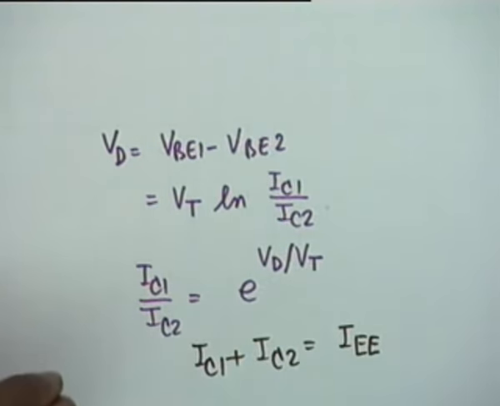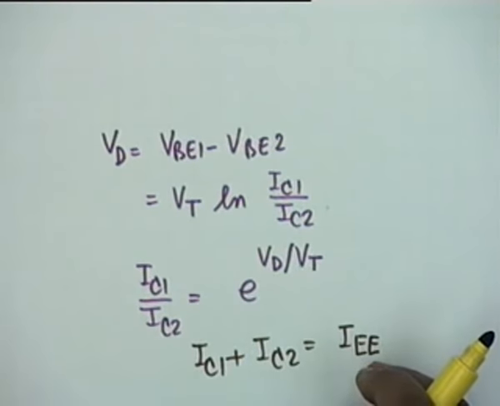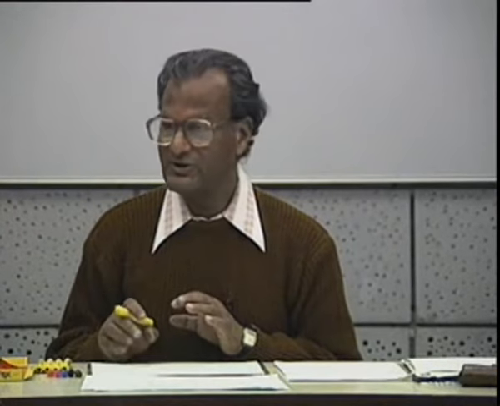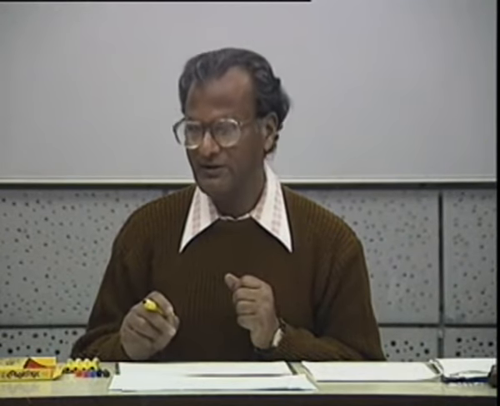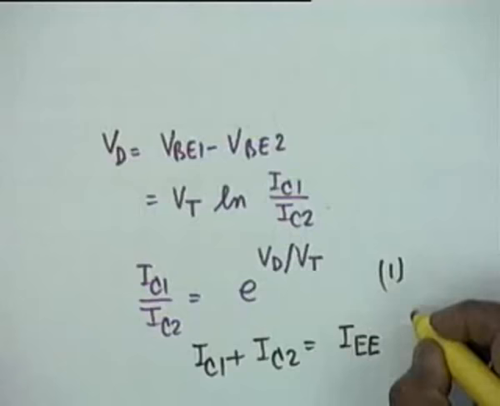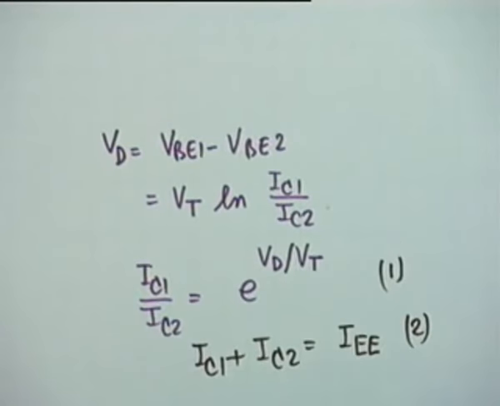You shall see later that we will try to maintain IEE as a constant, the total current. There can be a sharing between the two transistors. IC1 and IC2 may be different because of different voltages applied to their bases, but the total current we shall try to keep a constant. So these are two equations from which you can solve for IC1 and IC2.